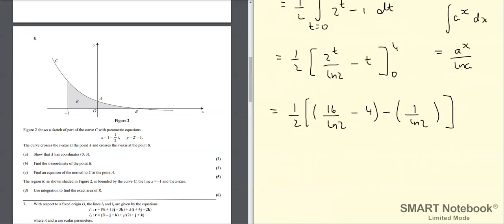So we can then simplify this. We can collect the ln 2s. The denominators are the same, so we can subtract the numerators. We get 15 over ln 2 minus 4. And we can leave it like that. It's the exact value, or we can multiply the half in there. Okay, so that answers this question here.